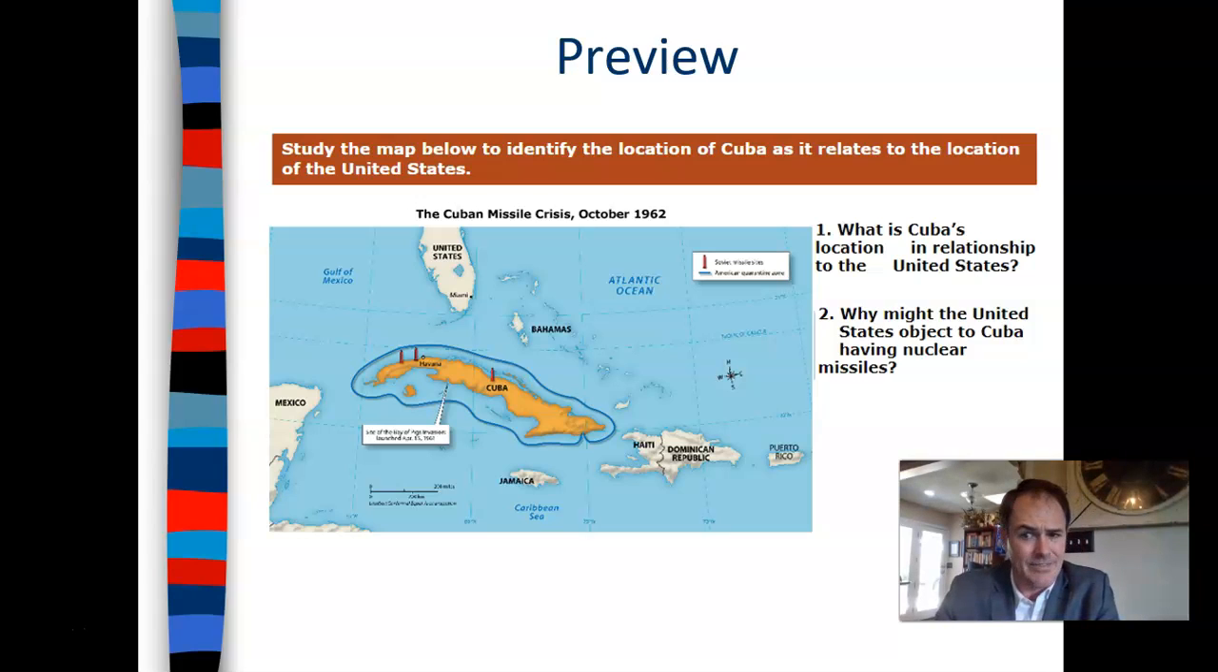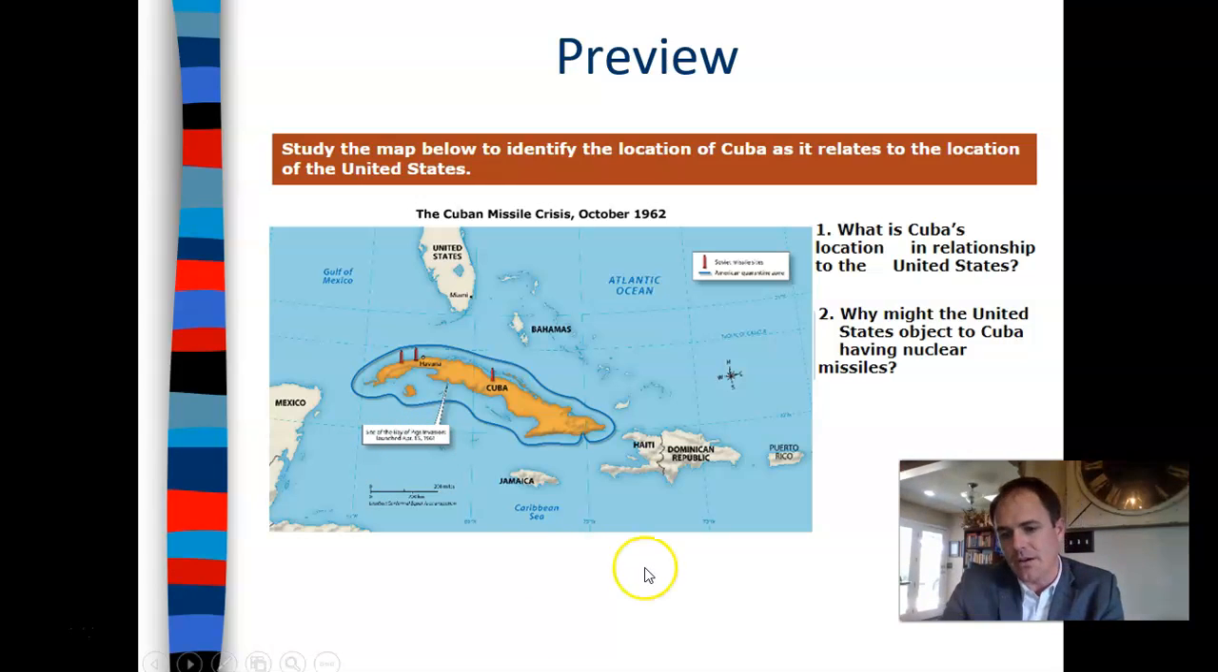All right. If you said it's really, really close, you would be correct. I think it's about 90 miles from coast to coast. So why might the U.S. object? Well, the Cubans might fire the nuclear missiles at the United States. And it got very close to that in October of 1962. We're going to get into that today.